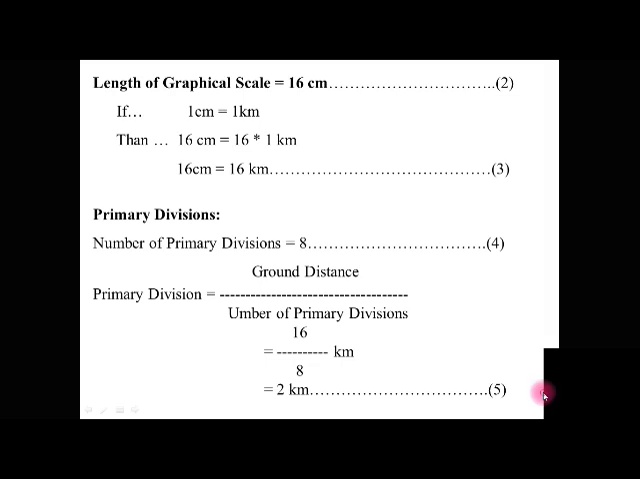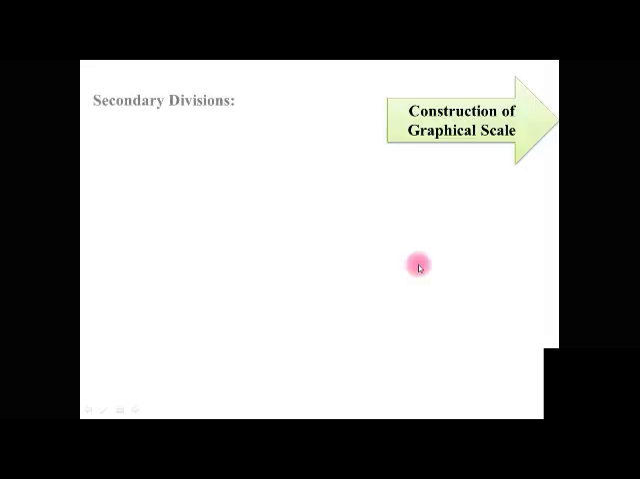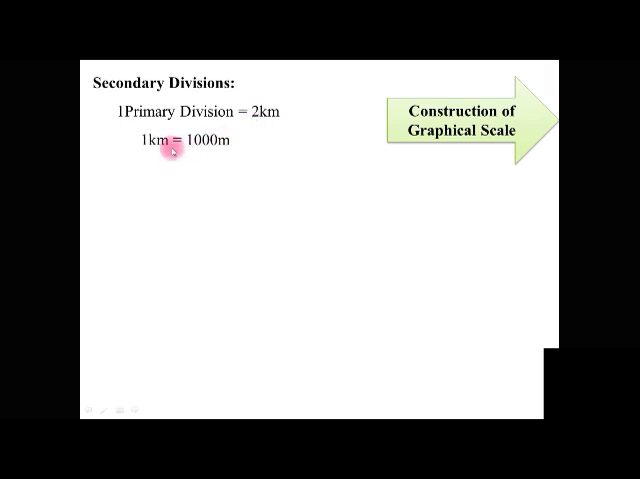So look here, we'll go to the next slide where you will find this. Look at the secondary division. Now we know that one primary division is equal to 2 kilometer. So for reading the meters, this 2 kilometer of one primary division needs to be converted into meters. So you should know how many meters are in 1 kilometer. So 1 kilometer is equal to 1000 meters.